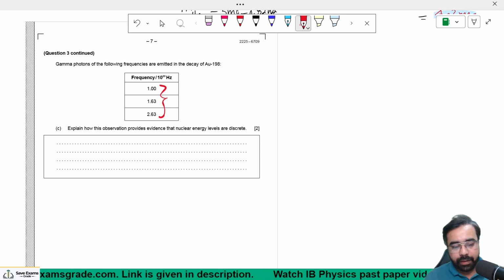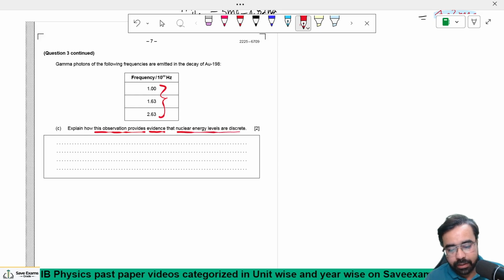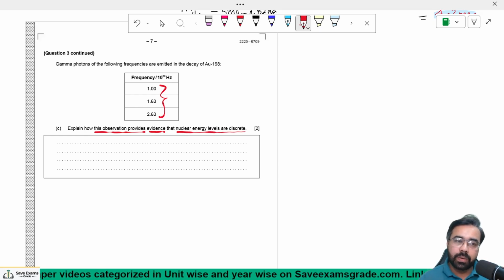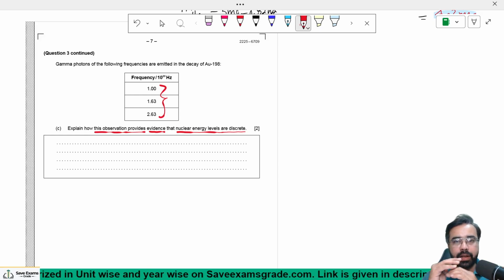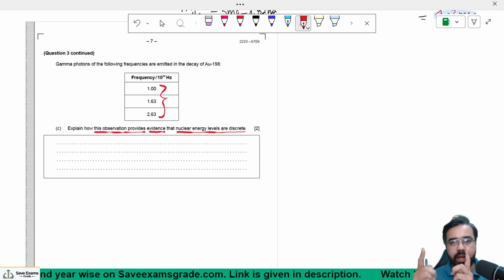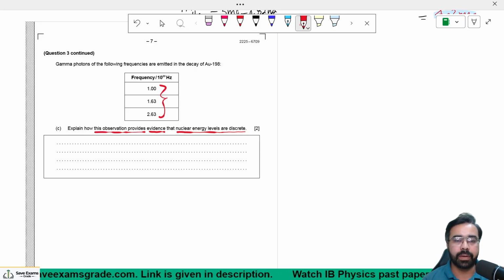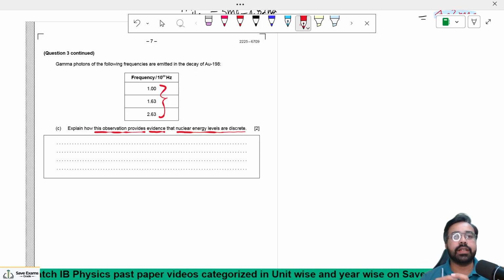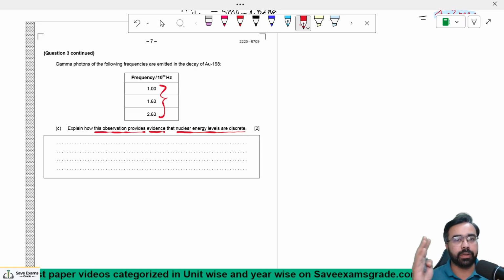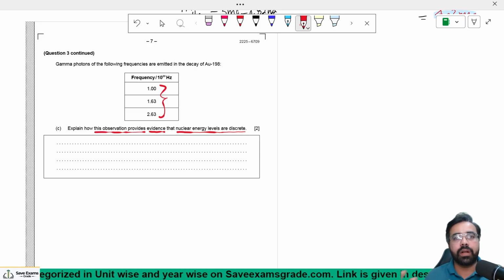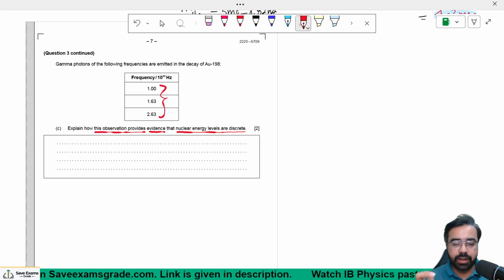Now we have to understand and explain how this observation provides evidence that nuclear energy levels are discrete. Now you know that when an electron jumps from one energy state to another energy state, it absorbs a certain amount of energy, and then when it de-excites, it releases the same amount of energy, but that was for the electron. What happens for a nucleus, right? So the nucleus also releases a certain amount of energy.